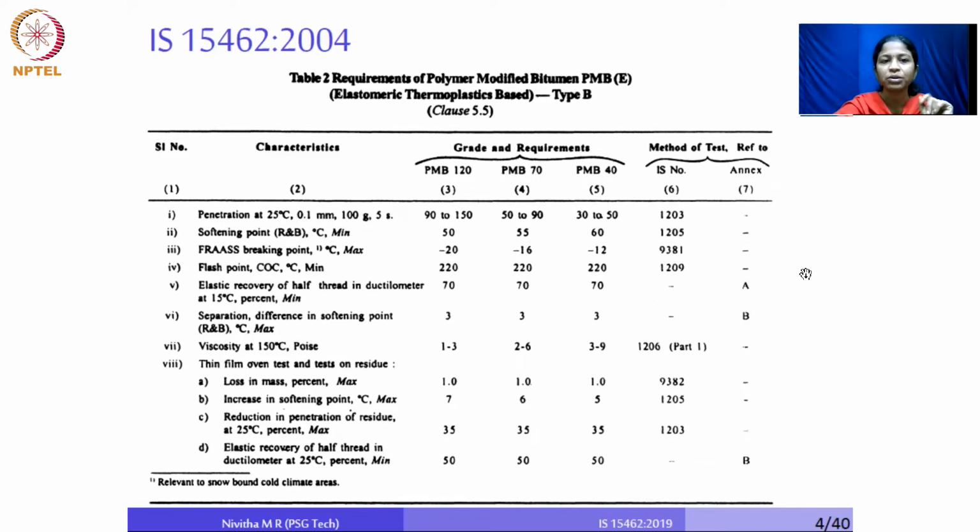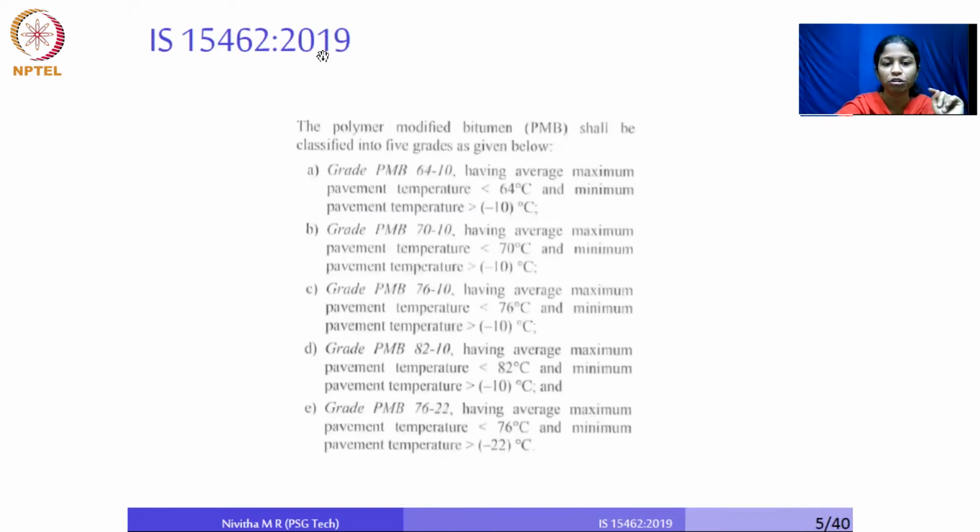Right. Now, when we come to the new code, which is IS 15462 2019, grades are specified. We basically have 5 grades: PMB 64 minus 10, 70 minus 10, 76 minus 10, 82 minus 10, and 76 minus 22. And they have given when each grade is applicable. Say, for example, if you take 64 minus 10, it is applicable for locations having an average maximum pavement temperature, which is less than 64 degrees Celsius, and minimum pavement temperature greater than minus 10 degrees Celsius. So from the lectures on performance grading, you all should know how to calculate the 7-day average maximum pavement temperature. Right. So based on that, we have 5 grades which are specified for India.